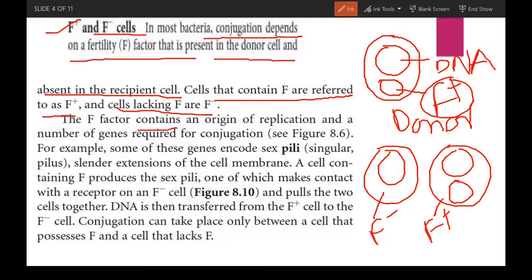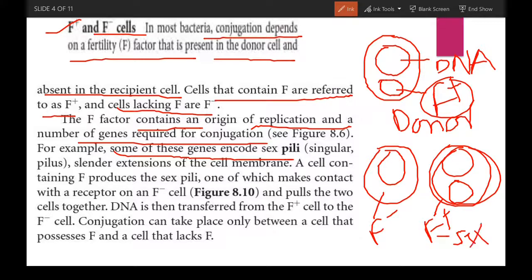The F factor contains an origin of replication and a number of genes required for conjugation. For example, some of these genes encode the sex pili. So this F factor, or the fertility factor, is very essential for conjugation to occur. This is because it contains many important genes, like those for the formation of sex pili. Sex pili is the connection that forms between two cells, so it is required.